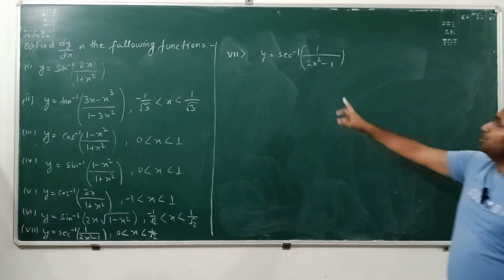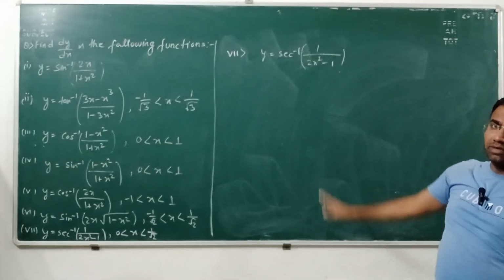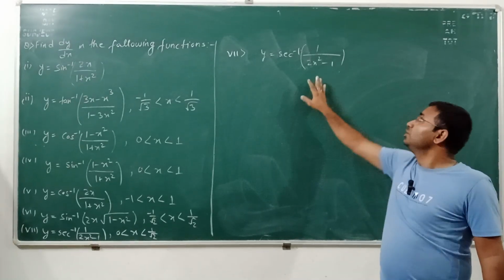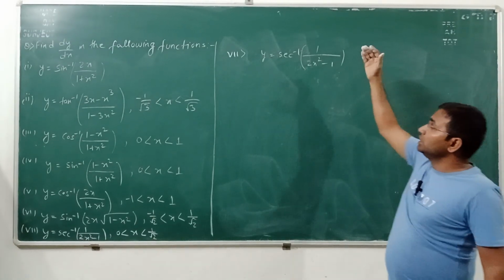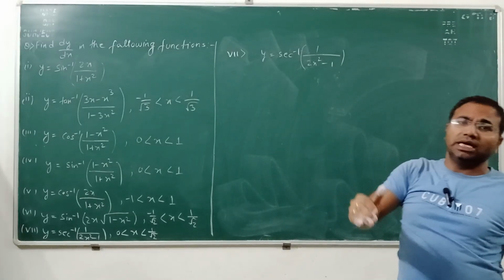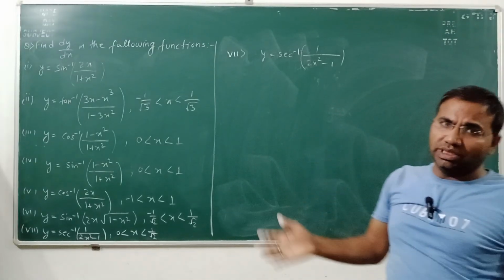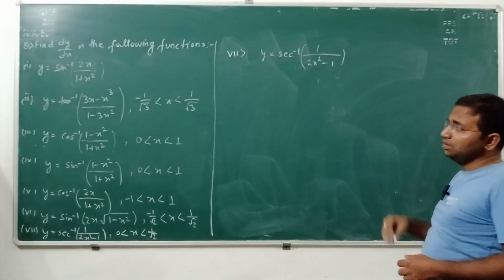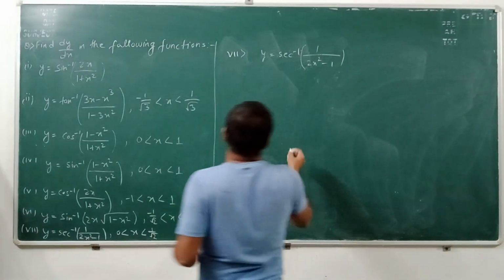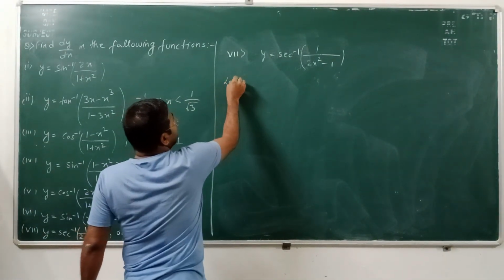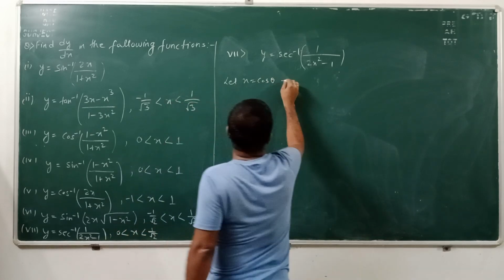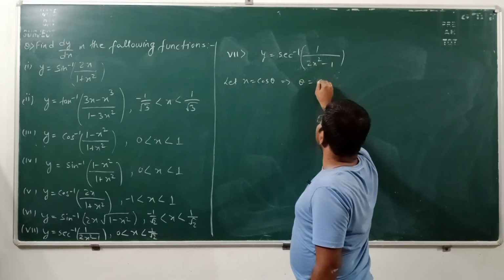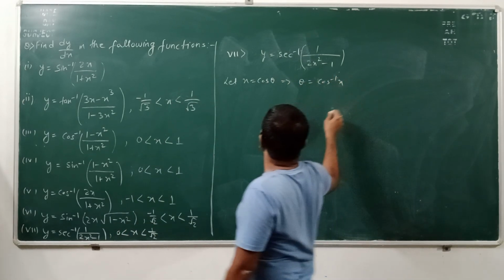This time if you put x is equal to cos theta, then it will become the identity of what? Cos 2 theta. Then 1 upon cos 2 theta will come. Then 1 upon cos 2 theta can be written as sec 2 theta. Then sec gets cancelled out. In place of theta, we will put the value accordingly. So here we will write let x is equal to cos theta. Then theta gives cos inverse x.